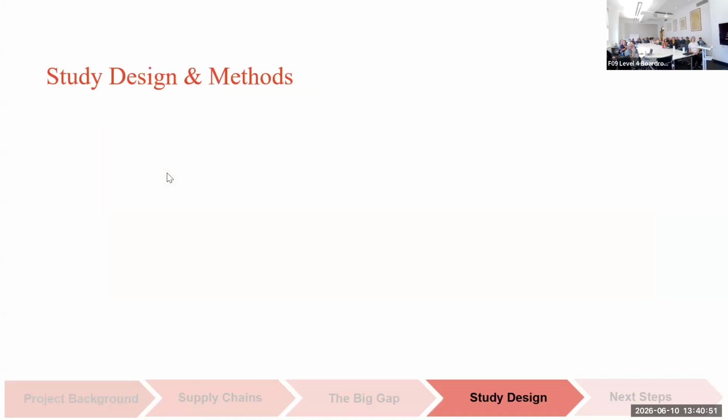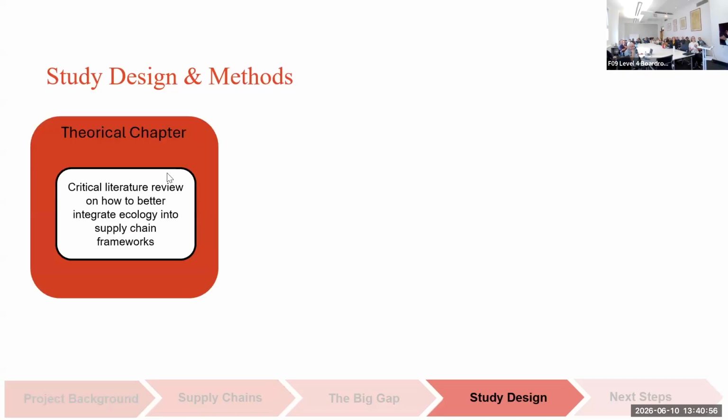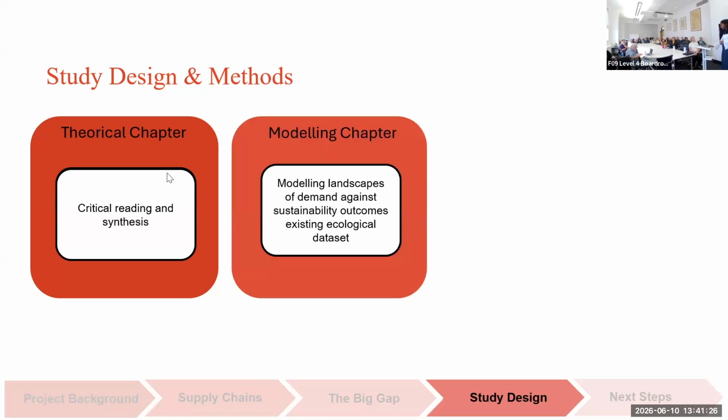My study design is divided into three main categories. The first is a theoretical chapter to continue my exploration into these different frameworks, to think about how they can better integrate ecological dynamics into these frameworks themselves. And actually, this ecological gap has already been acknowledged, and there are already studies that are trying to address this gap. So I'm also interested to review this literature to see how they can be used to look at coral reef fishery supply chains. And I'm hoping to do this with critical reading and synthesis.